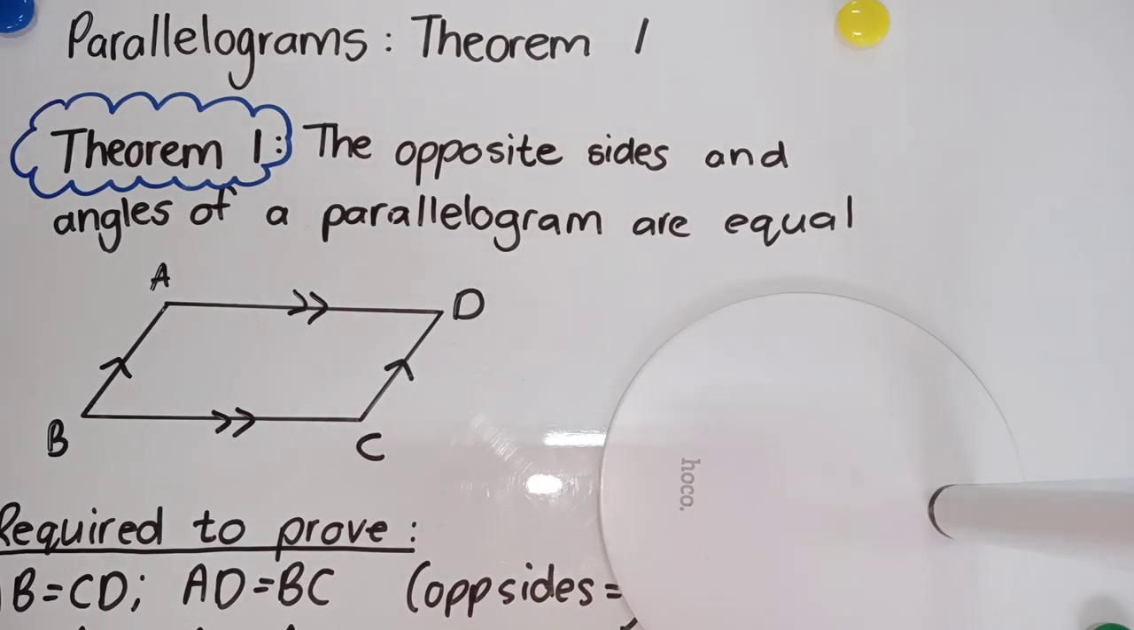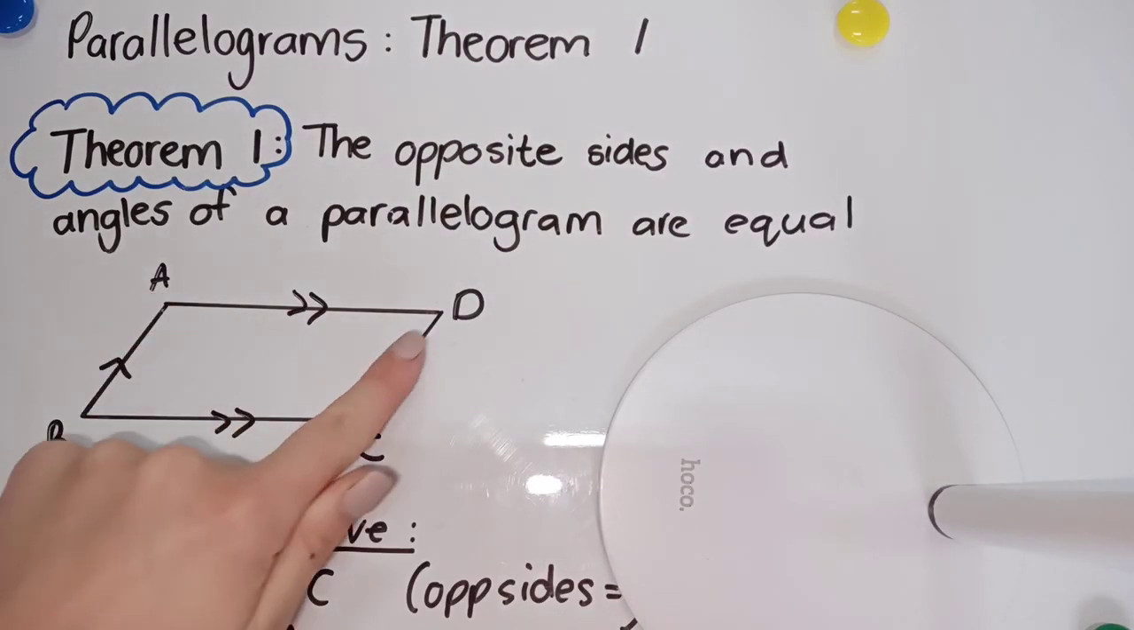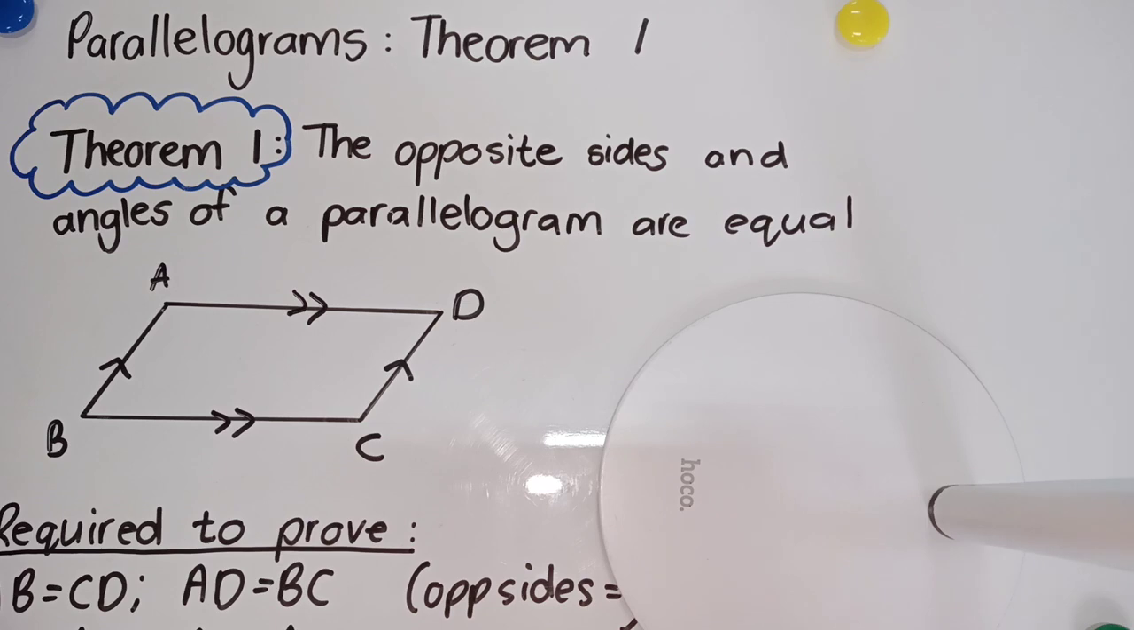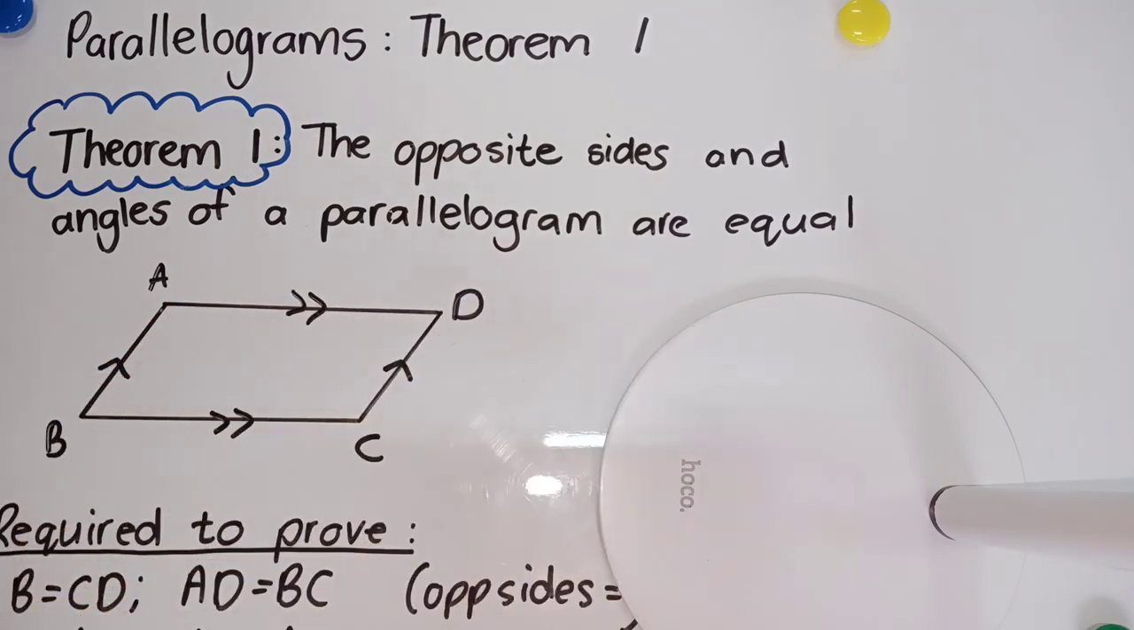Parallelograms, Theorem 1. We have been speaking about parallelograms, which are quadrilaterals that have unique properties. We said that parallelograms have opposite sides that are parallel, opposite sides that are equal, opposite angles that are equal, and diagonals, which go from corner to corner, that bisect. Theorem 1 states that the opposite sides and angles of a parallelogram are equal.